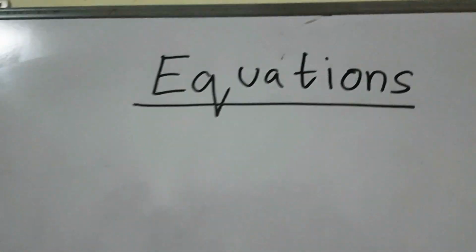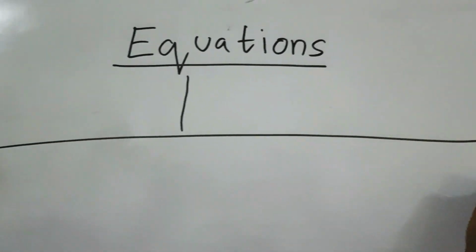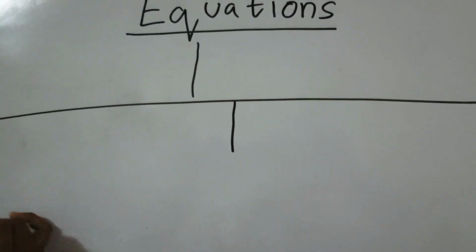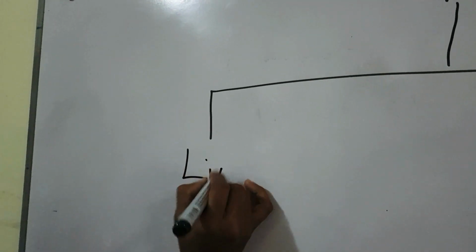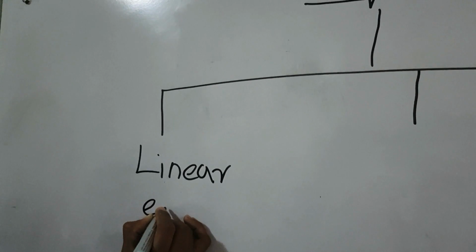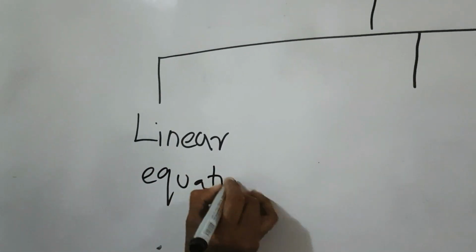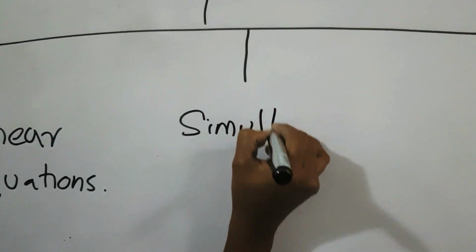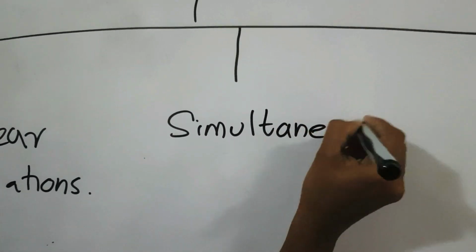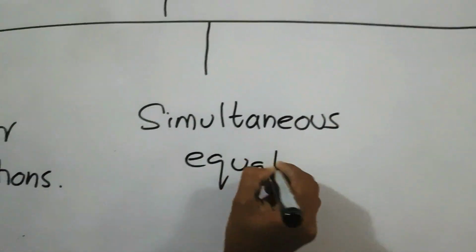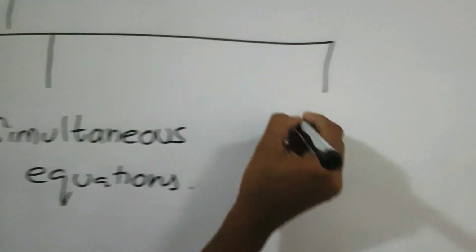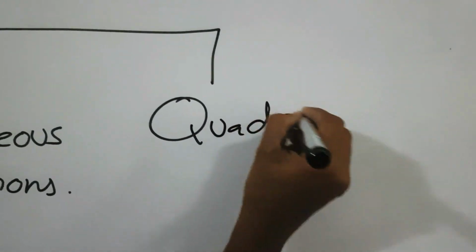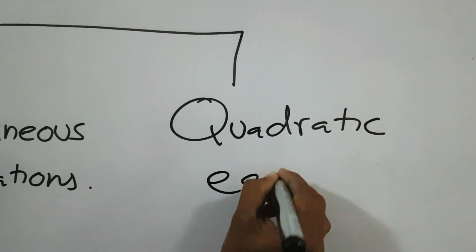Okay, come let's start to see. First in our syllabus we have three types of equations that we must know. How many? Three types. The first one is linear equations. Then comes simultaneous. And then quadratic equations.